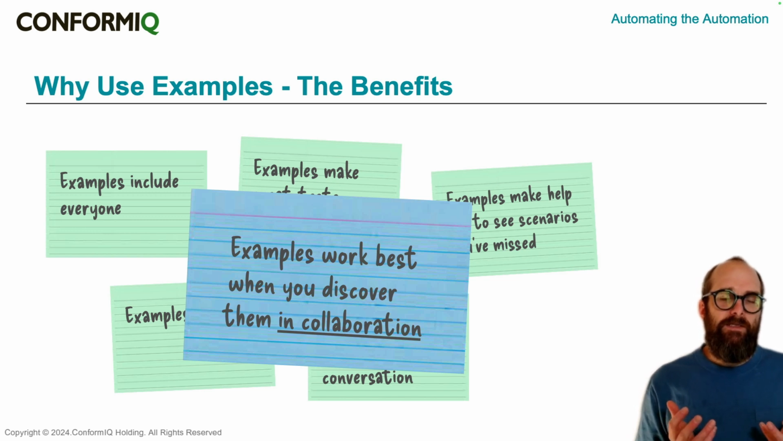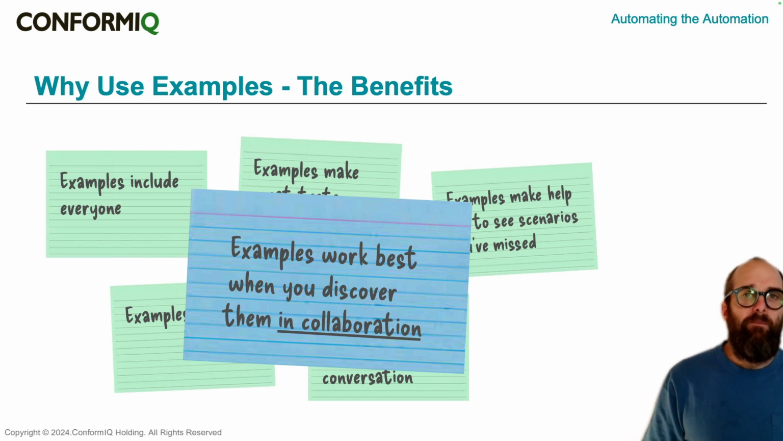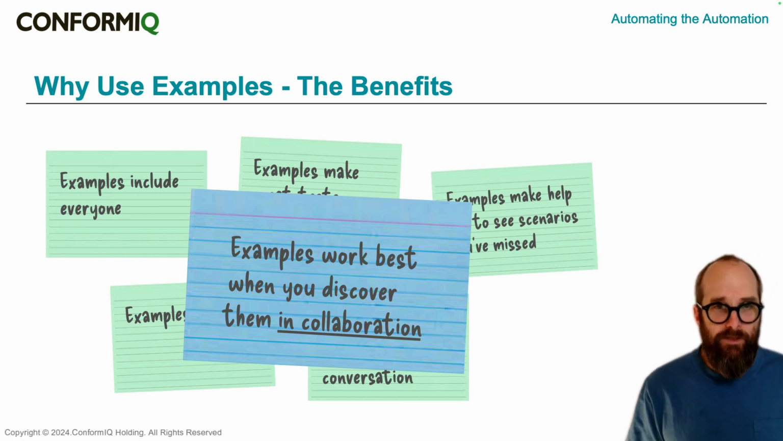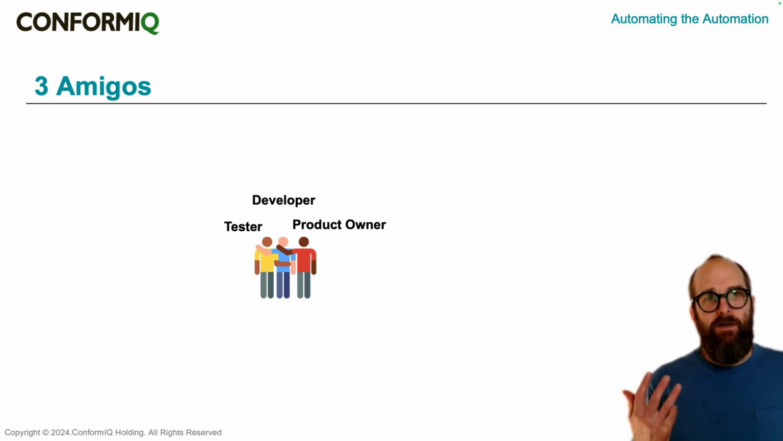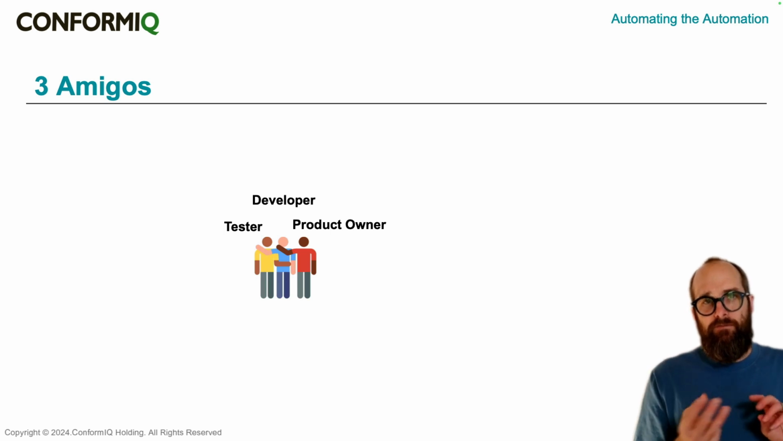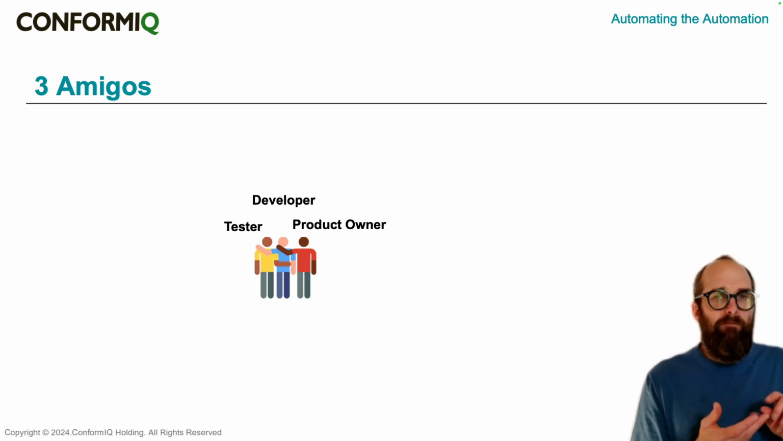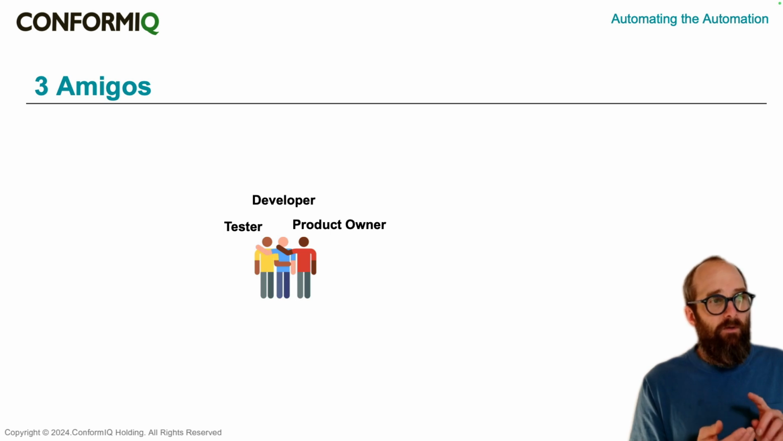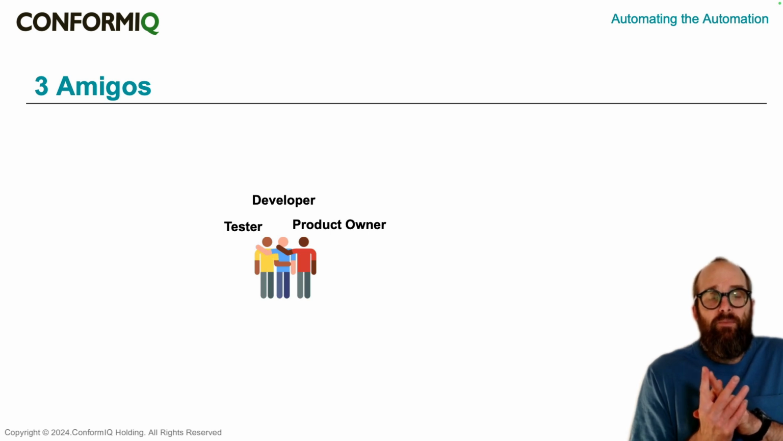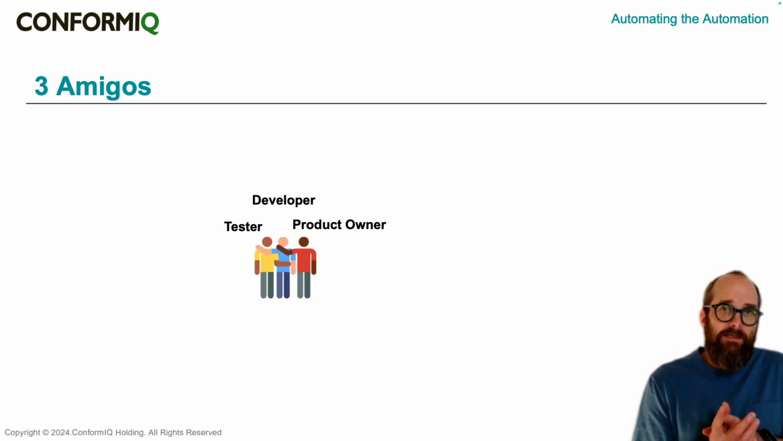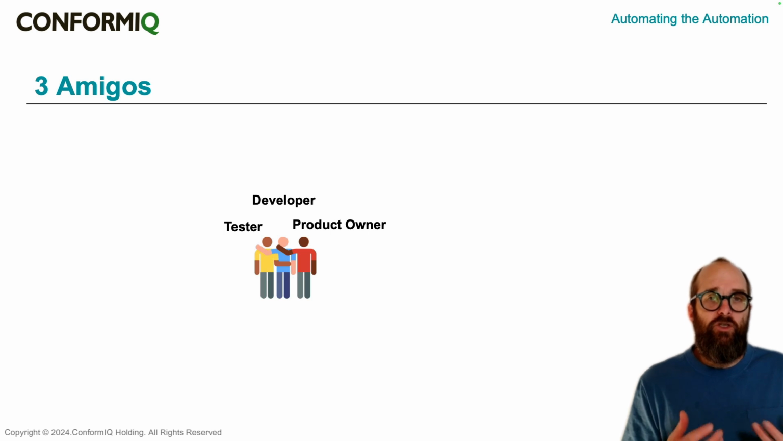But this is really the secret about working with examples. If you want to harness their power, they work best when you discover them in collaboration. So let's talk about some patterns for how that collaboration can work. This is a great pattern. I think it was George Dinwiddie that originally coined the term, this idea of the three Amigos. Most teams have someone with these three specialisms on them. There are people that develop code, people that test code, QA perhaps we might call them, and people who understand the problem space. Maybe it's a product owner, maybe it's a business analyst, someone who knows the details of how the system should behave.